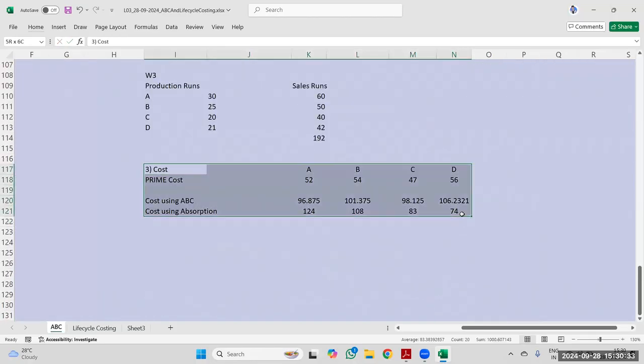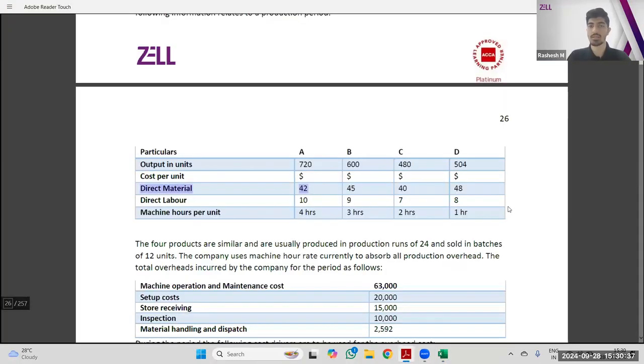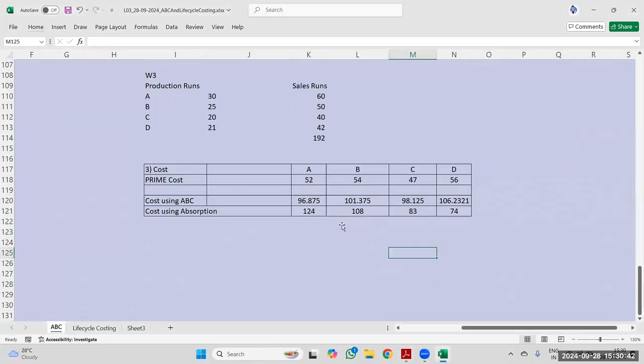Sir, is the prime cost given in the question? Not directly. We just did material plus labor. Oh, okay.